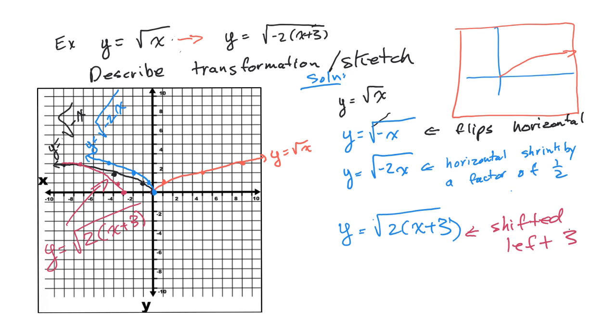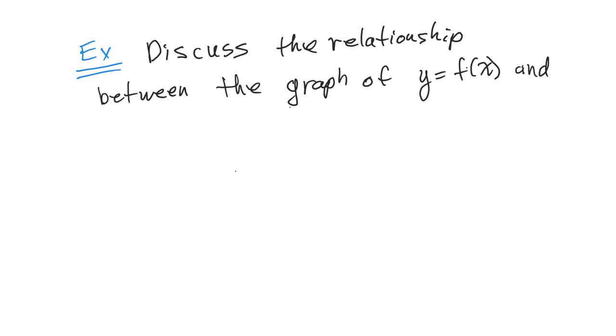So this is your homework. Before we do the homework, let's discuss the relationship of this example. This is important. Try to understand this. You're going to discuss the relationship between the graph of y equals f of x and y is equal to f of the absolute value of x. So this is what you need to recall.